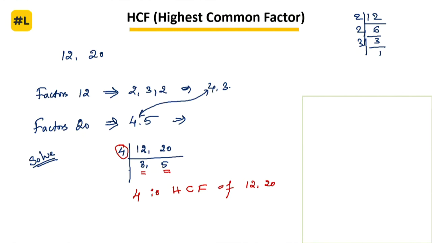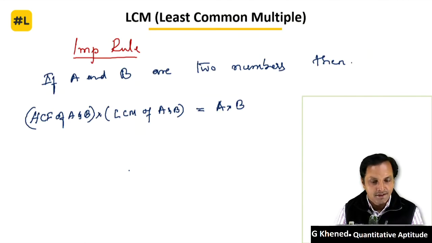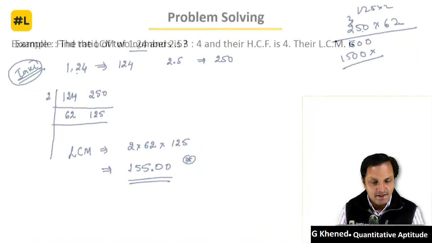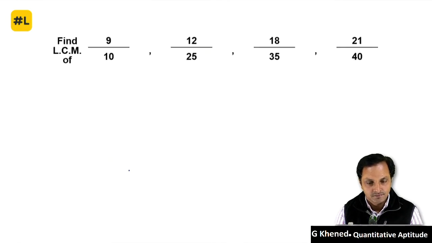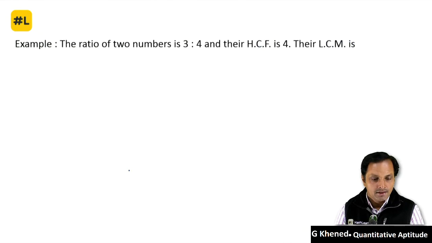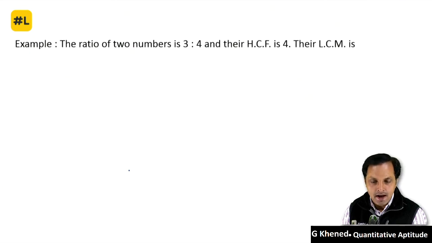Okay, then we shall go to the next examples. The ratio of 2 numbers is 3:4 and their HCF is 4, and what is their LCM?